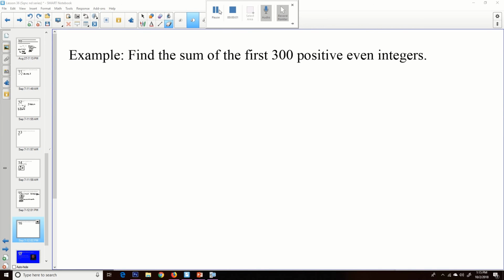Okay, so our last example here: find the sum of the first 300 positive even integers. Well, we can do that.